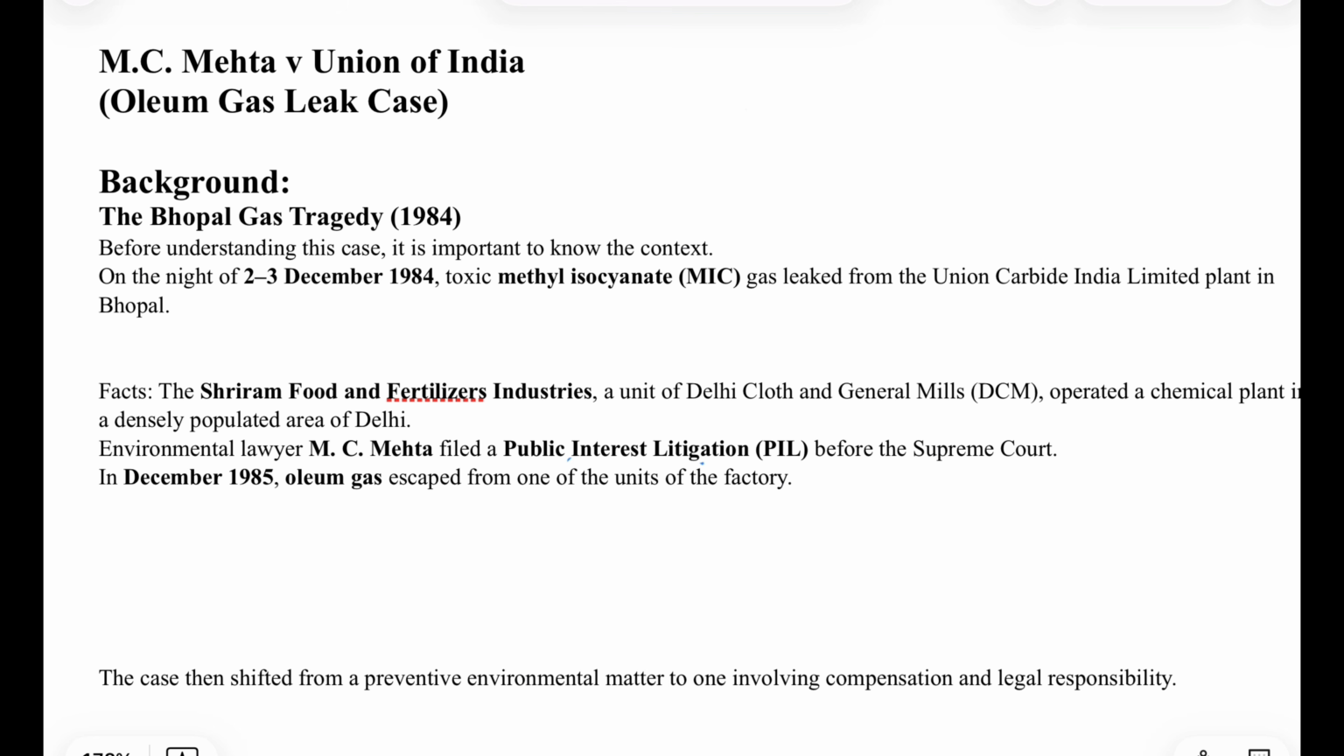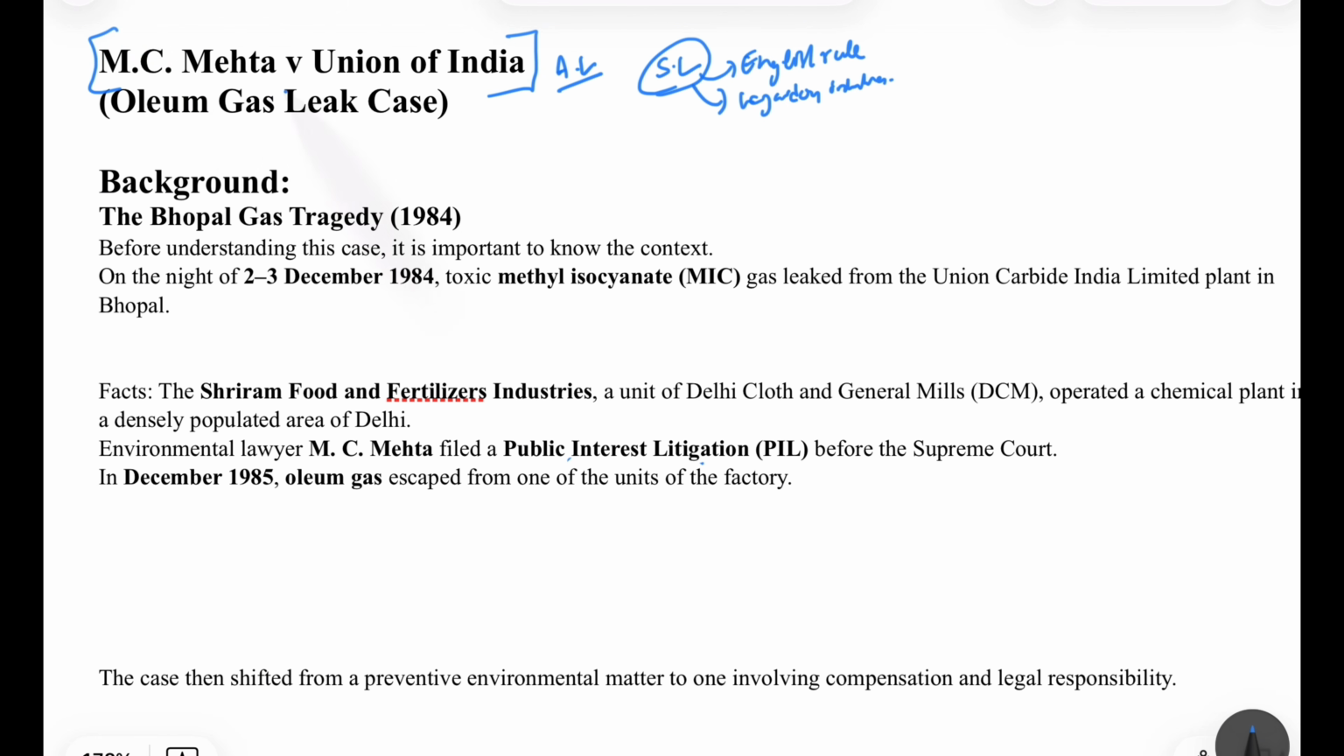In this slide we are going to discuss the MC Mehta versus Union of India case. This is one of the most important judgments in Indian legal history because it evolved Indian tort law by introducing the doctrine of absolute liability, replacing what? Strict liability, which is from the English rule, and strict liability only for hazardous industries.